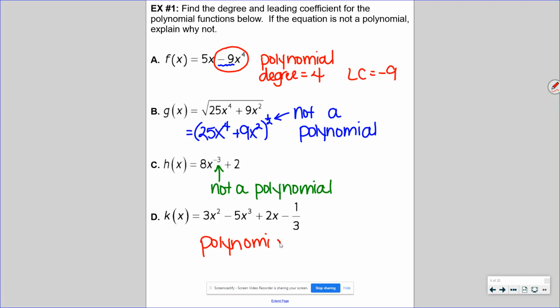Because it's a polynomial, we're going to state the degree and the leading coefficient. Find your term that has the highest power, and that power is a 3. And the leading coefficient is the numerical value in front of that term, so -5.